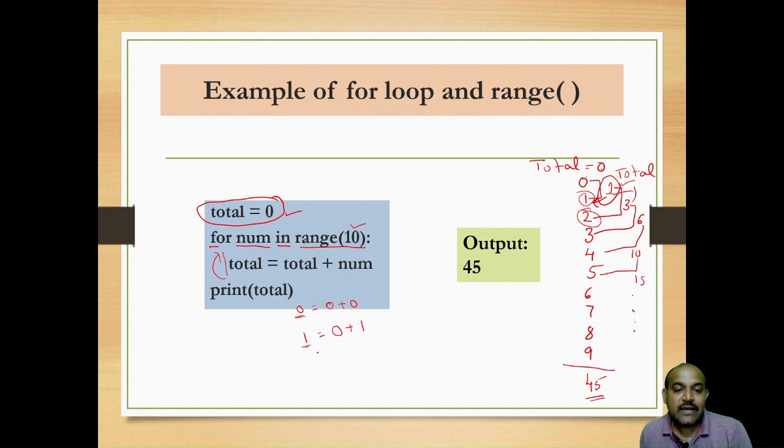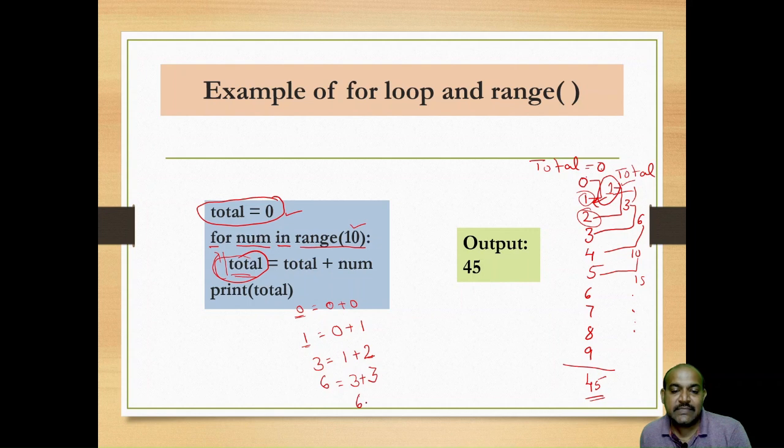Next, what is the total now? 1. What is the i value? After taking i equal to 1, the next time it executes the for loop, num becomes 2. Correct? In this program, num becomes 2. So, what is 1 plus 2? This is the answer you get in the variable total. Again, total is 3, whereas num is also 3, because previously it was 2, now it is incremented to 3. 3 plus 3 is 6. Your value of total is 6 now.